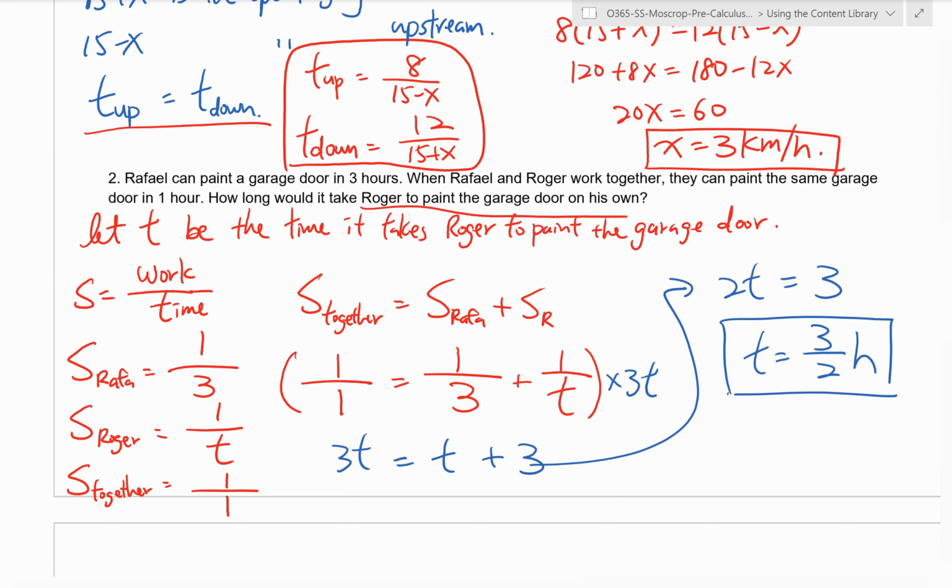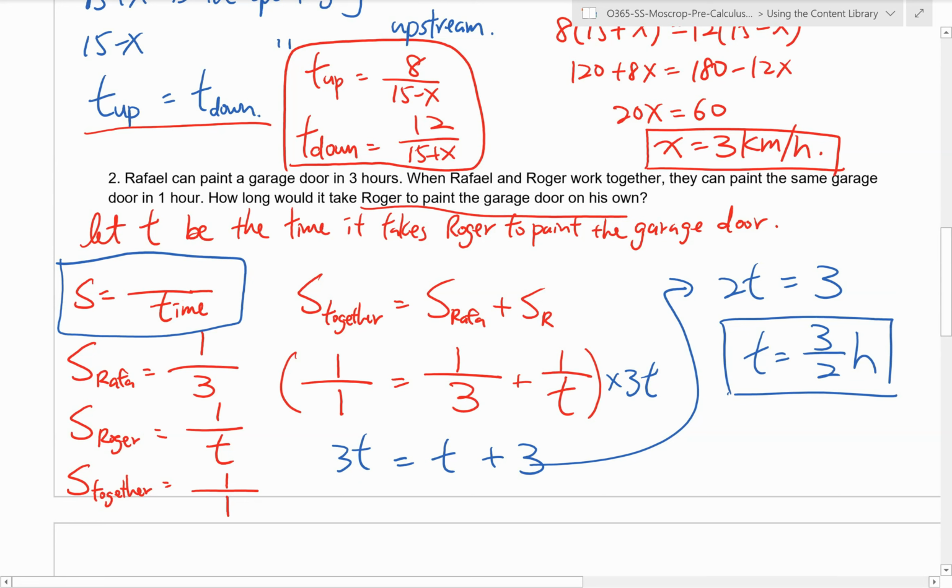So it's actually similar. These two questions are similar. So you can use this relationship to solve any of these work problems. Speed is equal to the amount of work divided by time. So the speed for Rafa would be 1 door per 3 hours. For Roger, it would be 1 door in t hours, because we don't know how long it takes. Together, if they work together, it's 1 door in 1 hour. So their speeds added together, Rafa and Roger, would be 1 out of 1. So that's number 2.